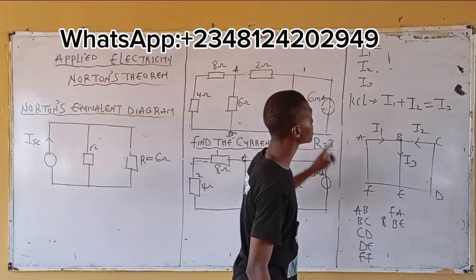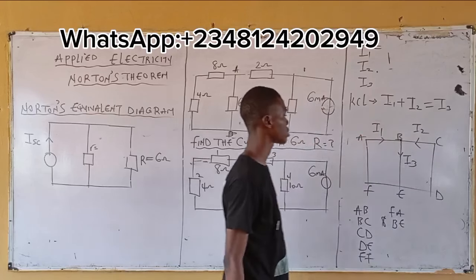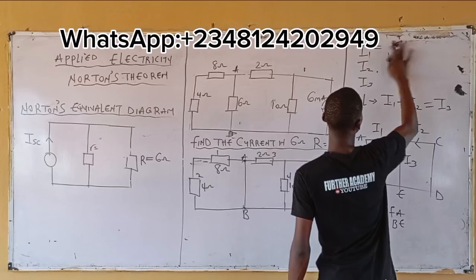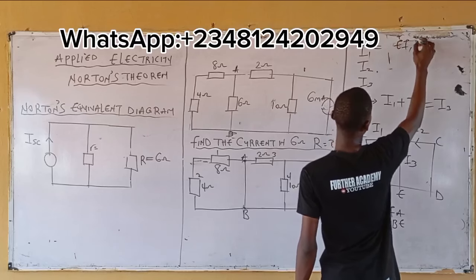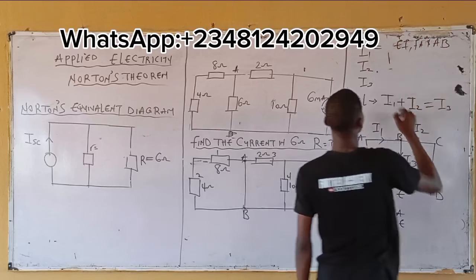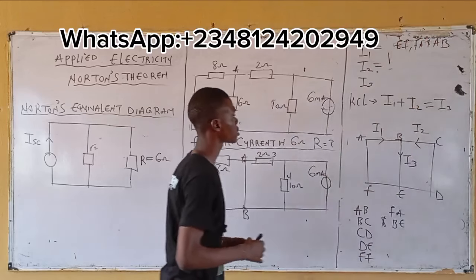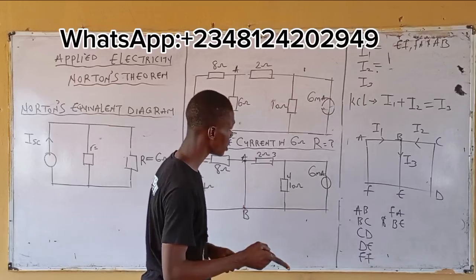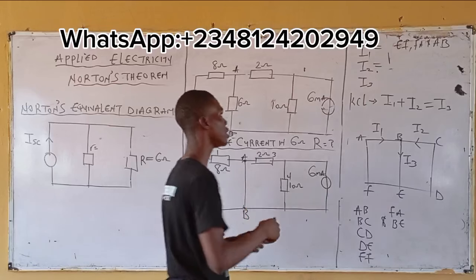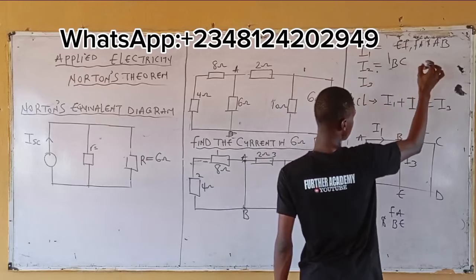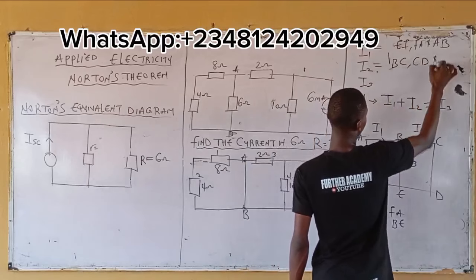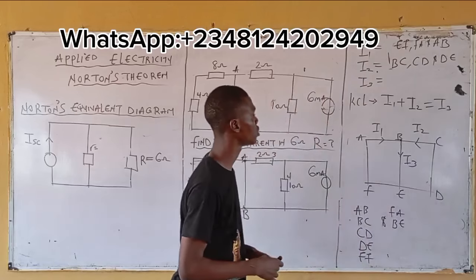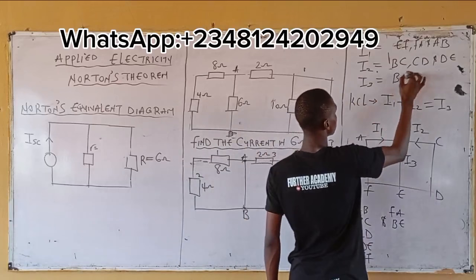The branches that I1 is flowing through from this circuit diagram, that's what? EF, FA, AB. Yeah, that's correct. Branch for I2, that's what? BC, CD, and DE. Then lastly, what branch is I3 flowing through? Only BE, just BE. Right?